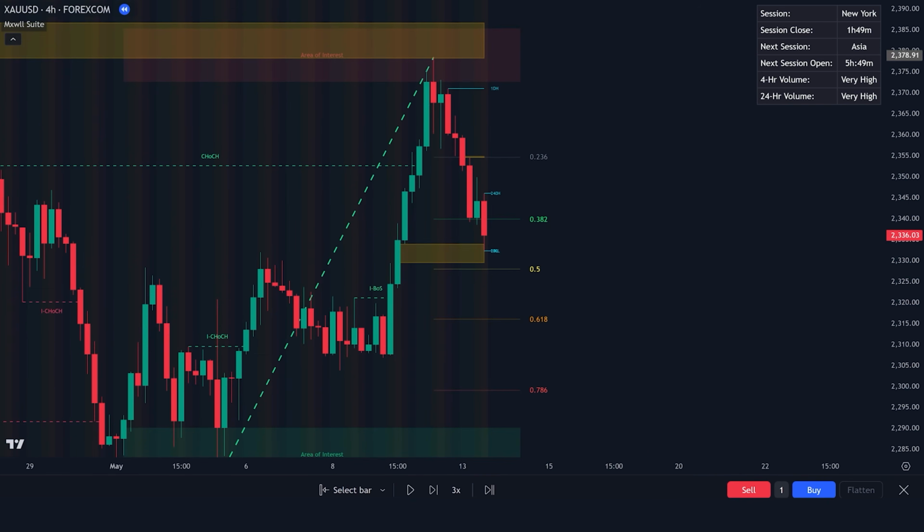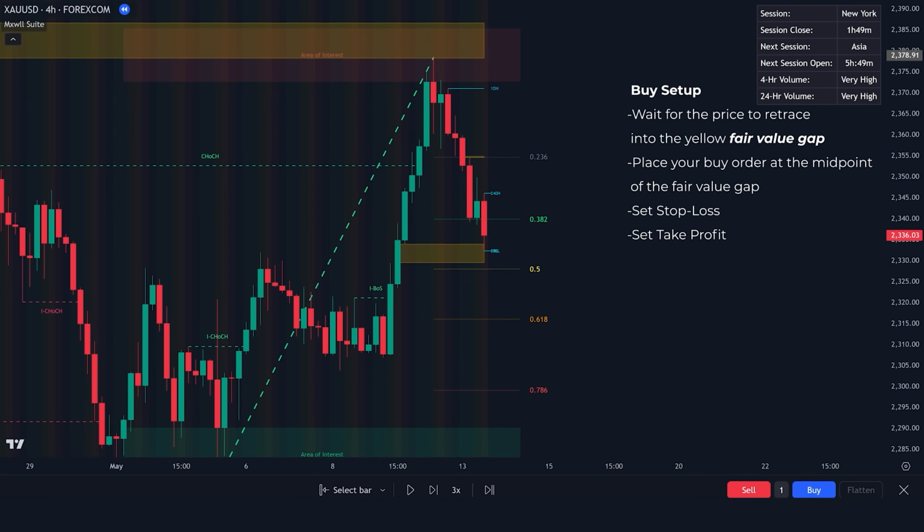Last trade example. Buy entry scenario with fair value gap. The Mxwl Price Action Suite indicates a strong bullish trend, as evidenced by the price making higher highs and higher lows. Given this upward trend, we will be looking for a buy opportunity using the indicator's bullish fair value gap. The bullish fair value gap is highlighted in yellow.